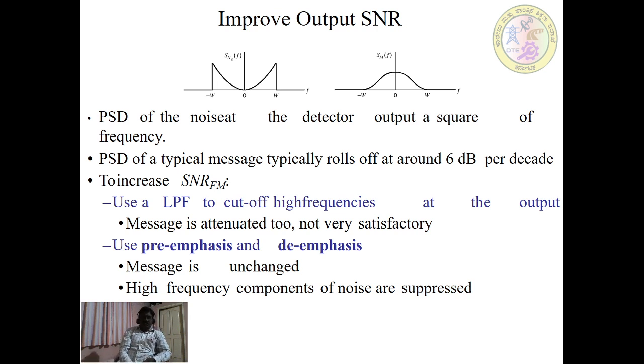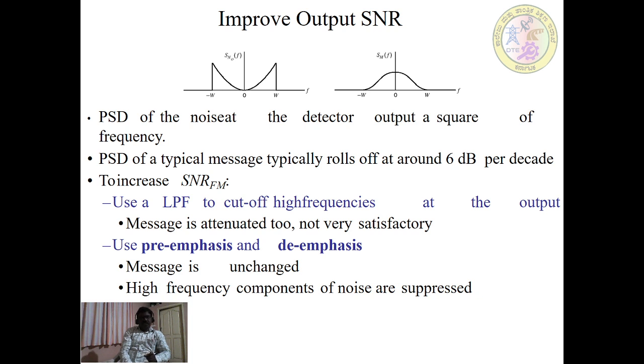So how to improve the signal to noise ratio? You can see that the power spectral density of the noise at the detector output goes as the square of the frequency. That means, as you can see in the first figure, the noise power is less at the center, and at minus omega and plus omega the noise is at the peak level. But the power spectral density of the signal at minus omega and plus omega is almost minimum, and at the center it is peak. So totally, the outer edge we are not able to use.